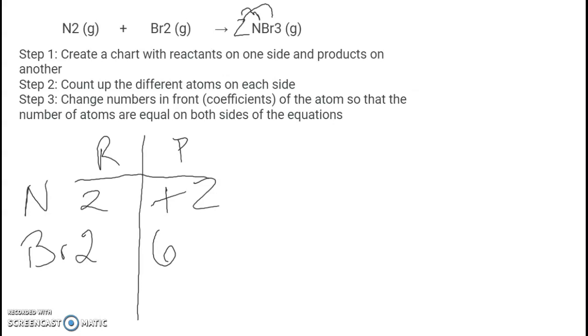I have to now go back to my reactant side and make this bromine equal to 6 bromine atoms. How do I do that? I simply multiply bromine. I already have 2. I multiply it by 3. 3 times 2 is 6. So now I have 6 bromine. My nitrogen is balanced, and I have the same amount of bromine on either side of the equation.